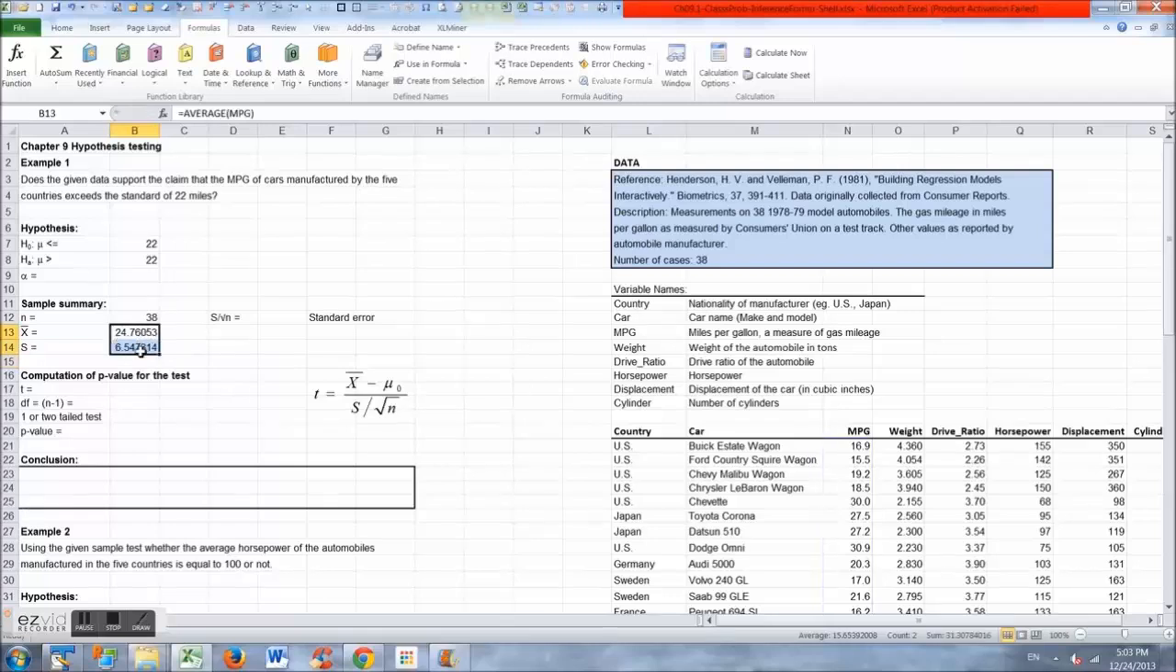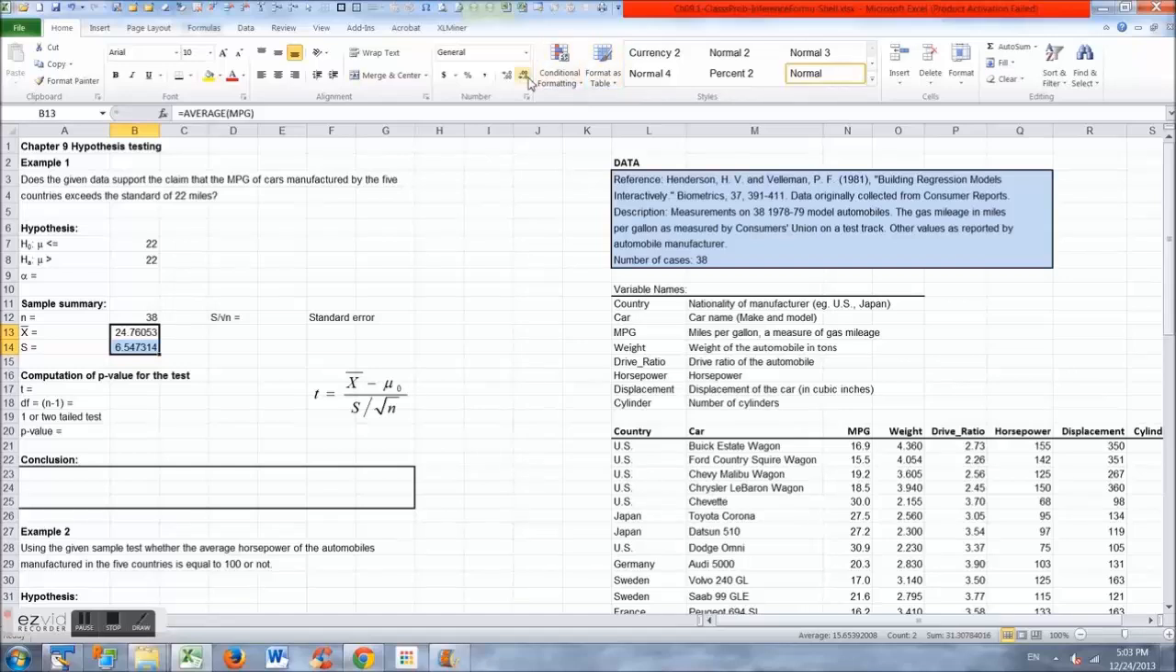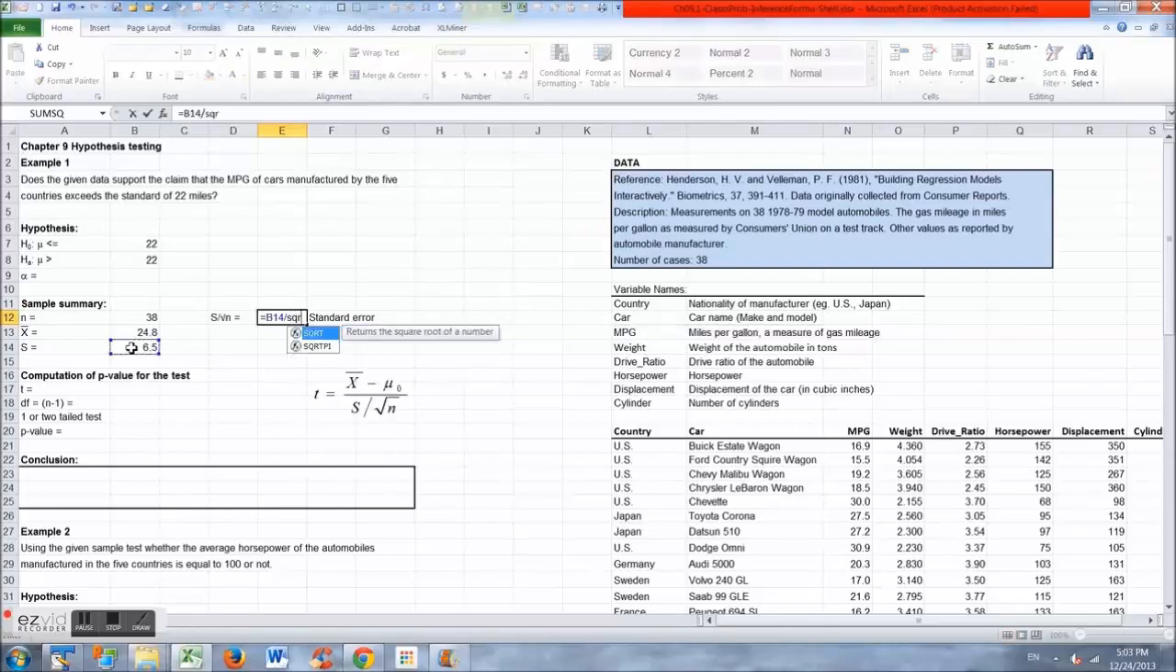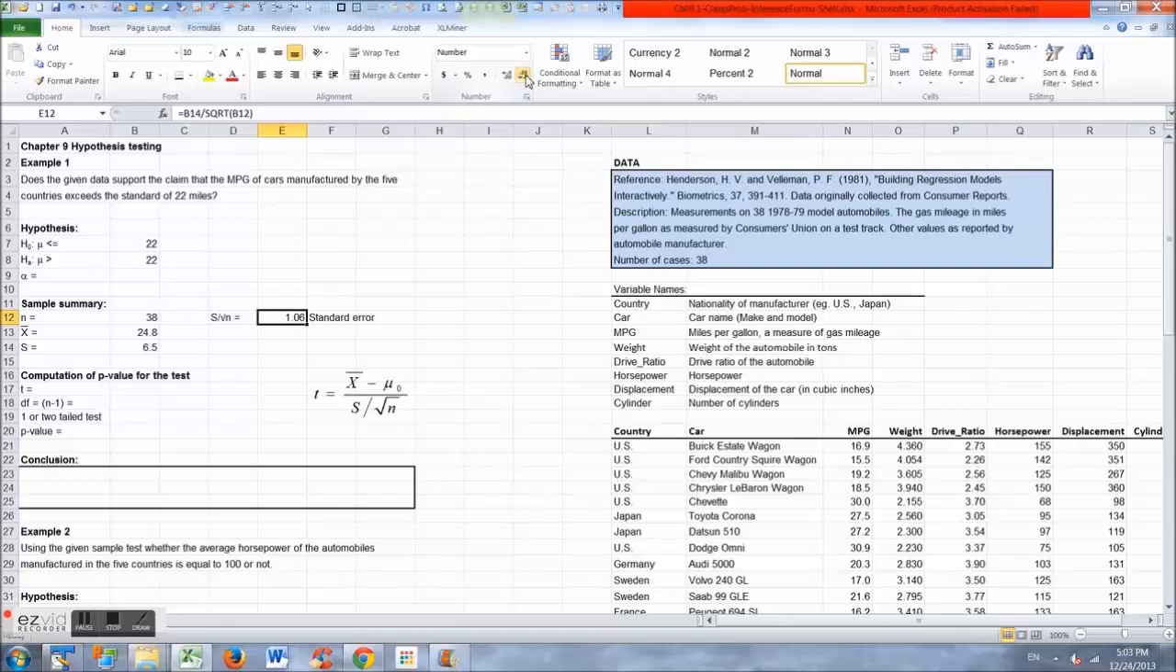Okay. Now the denominator for the t statistic is the standard error, s over square root of n. So let's find that. That will be s over square root of n. So that is the standard error of x bar. Okay, format these numbers as we go along.